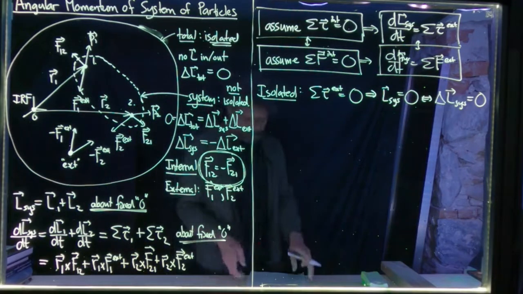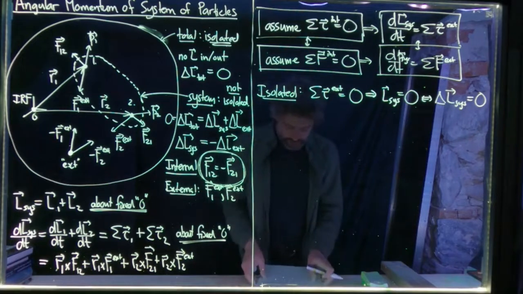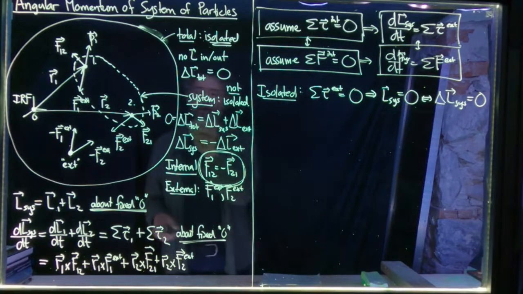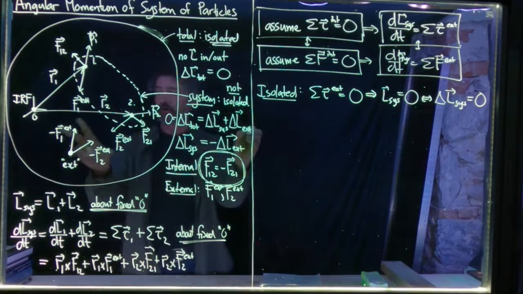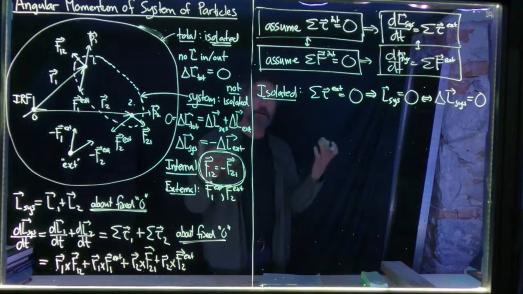Okay? So basically it's this case over here: delta L total equals 0 for an isolated system, which is equal to delta L system plus delta L external. But there's no external particles, and so that just disappears. And so delta L system is equal to 0, well, because it's isolated.